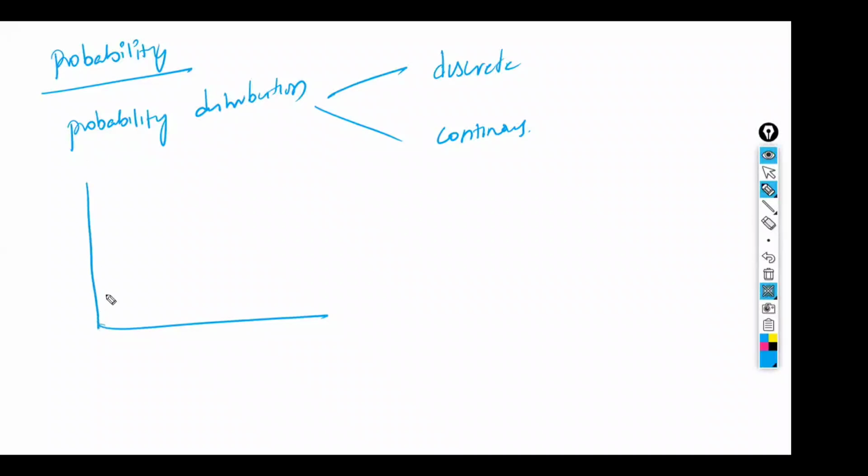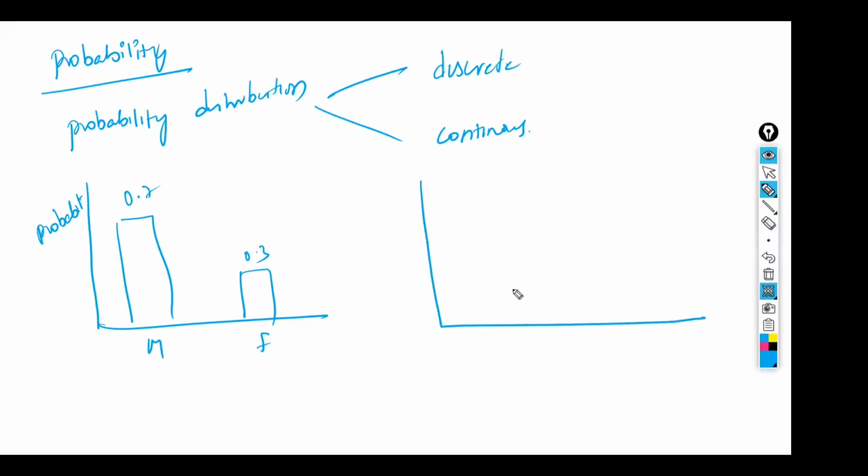For discrete variables, for example, let us take males and females. What is the probability of males, and what is the probability of females? The probability of male is 0.7 and the probability of female is 0.3. You are taking the probability on the y-axis, and on the x-axis you are going with the discrete variable.